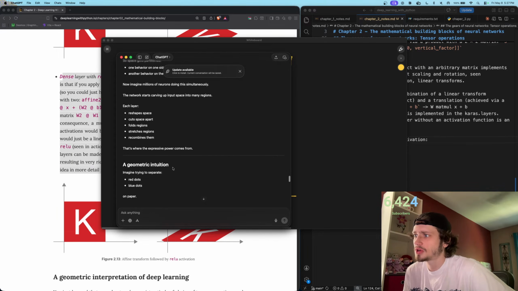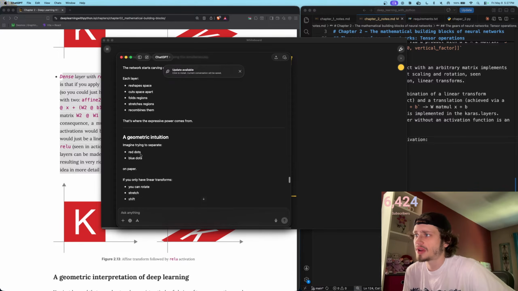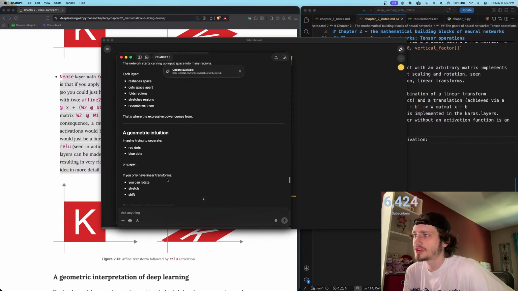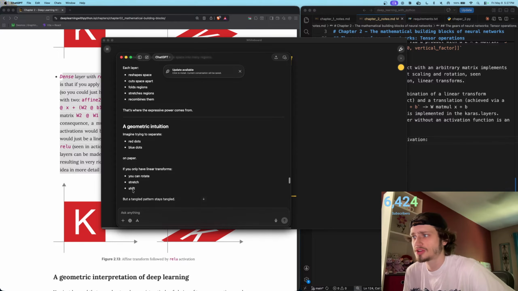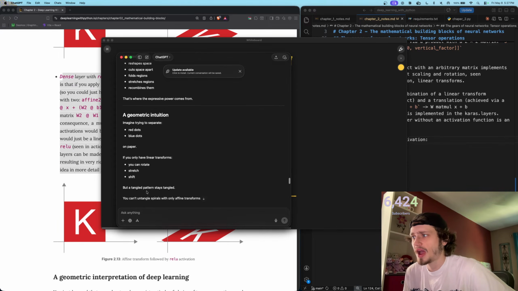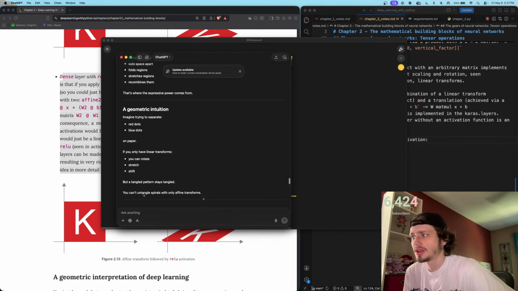A geometric intuition: imagine trying to separate red dots and blue dots. With only linear transformations, you can rotate, stretch, shrink, or shift. But a tangled pattern stays tangled. You cannot untangle spirals from only affine transforms.